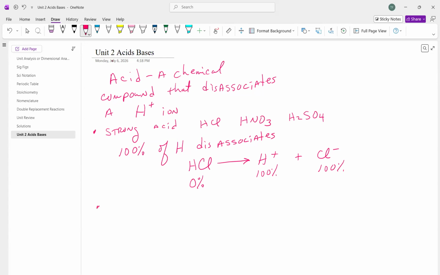weak acid. There are 3 million weak acids. You're only responsible for the first million. Almost all acids are weak, particularly the ones in your body. The only one that's not weak in your body is in your stomach. That's hydrochloric acid.